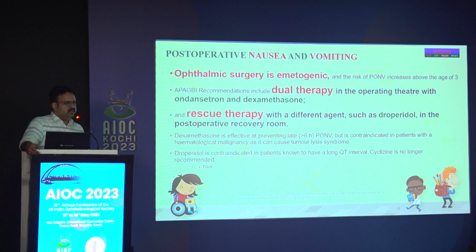Coming to postoperative nausea and vomiting, we should understand that ophthalmic surgery itself is emetogenic, and we institute dual therapy in our kids with ondansetron and dexamethasone prophylaxis. And we use a third agent for rescue therapy, mostly domperidone or metoclopramide for the kids.